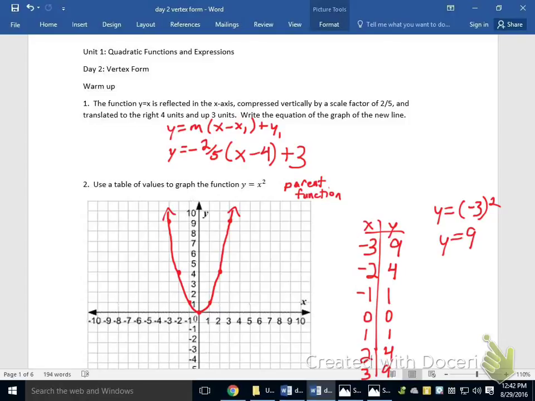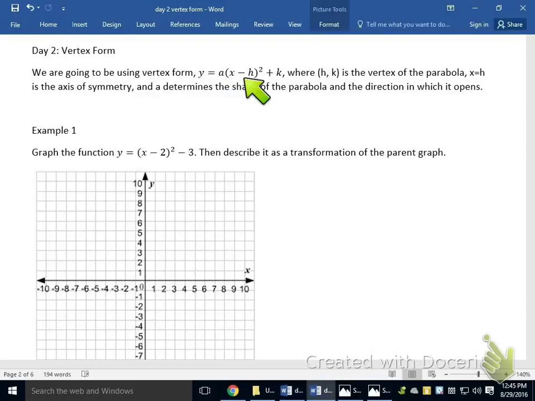But here's my parabola. In this case, the axis of symmetry would be the y-axis. The x equals 0 is my axis of symmetry. This is just extra information. And (0, 0) is the vertex. All right, let's go ahead and get going into our examples.